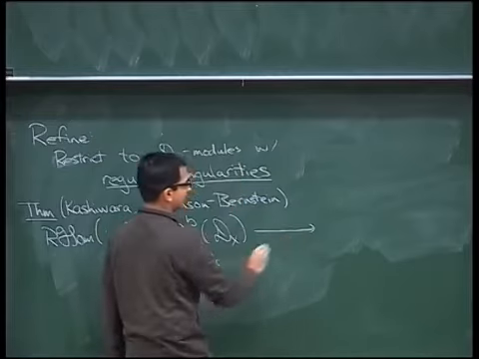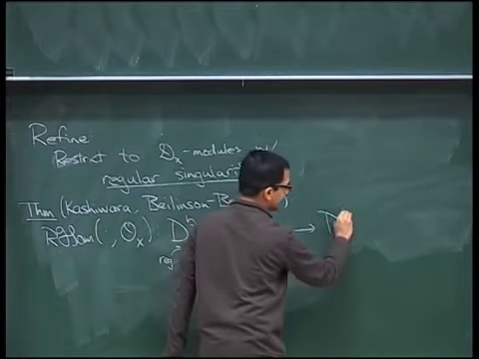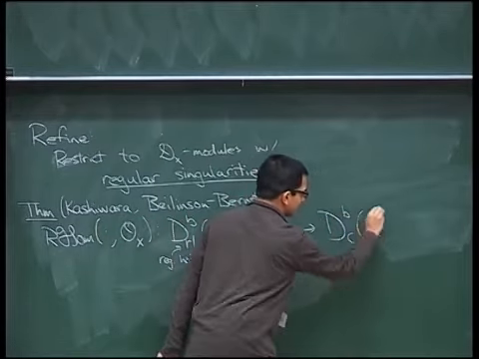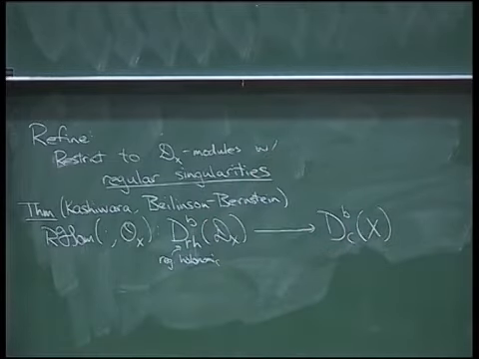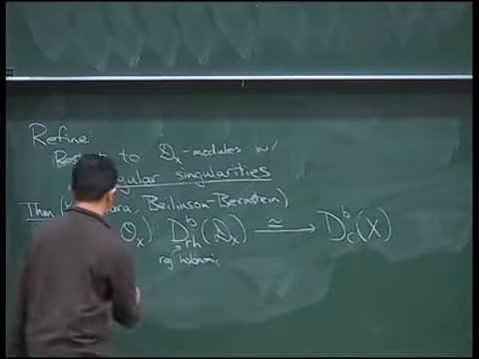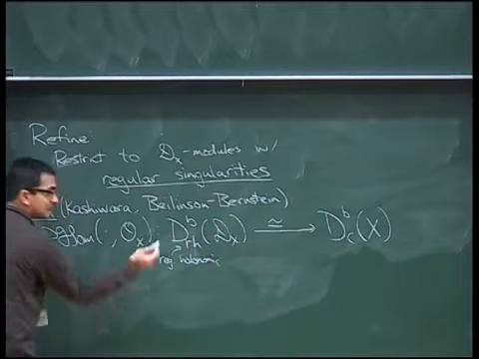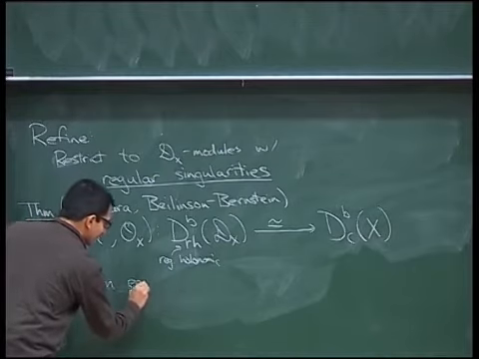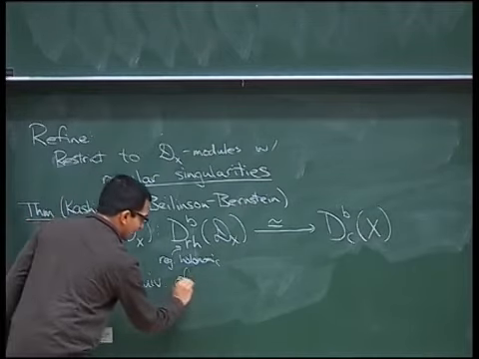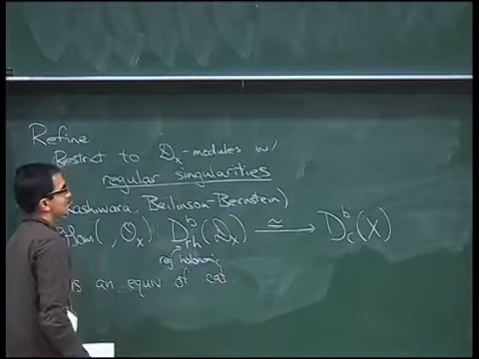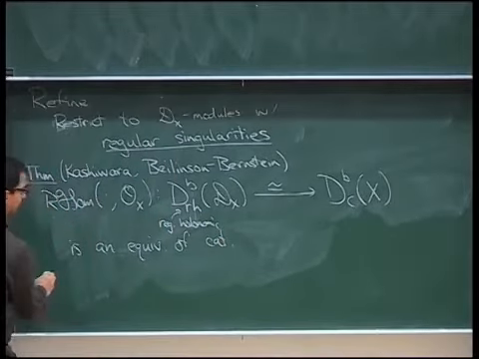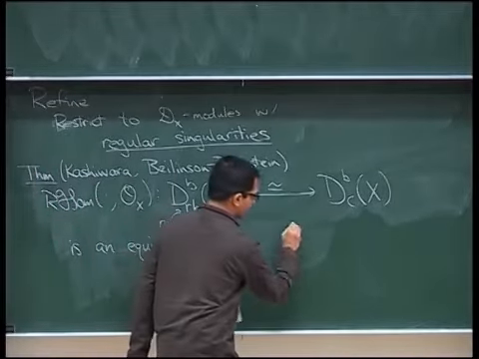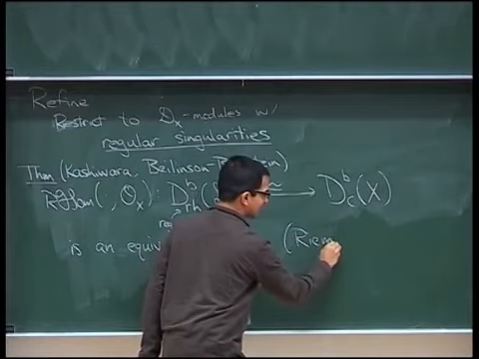And that takes values. Well, we already know it takes values in the bounded derived category of constructible sheaves by Kashiwara's other theorem. And then this turns out to be an equivalence of categories. So this is an example of a derived equivalence. This equivalence of categories is called the Riemann-Hilbert correspondence.